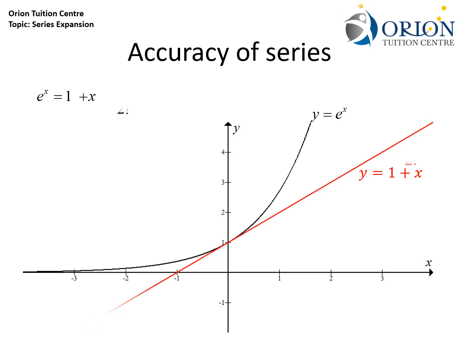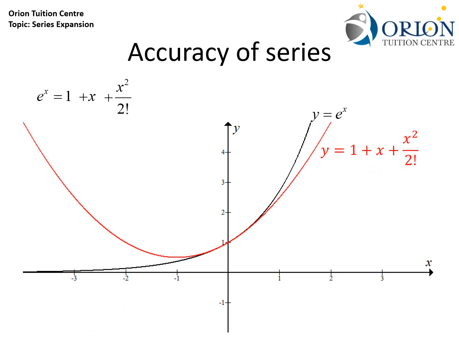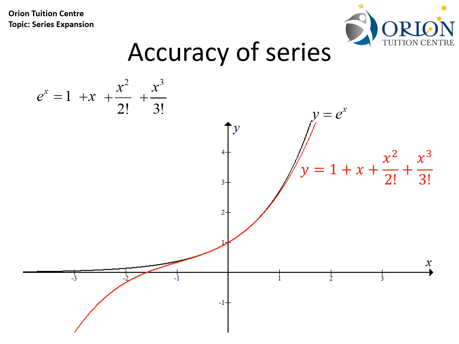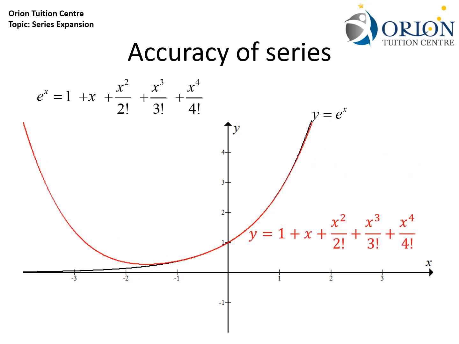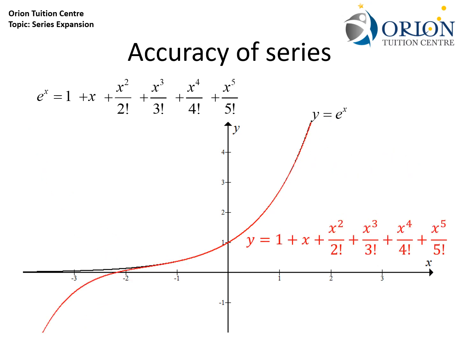Subsequently, the x squared approximation looks like this, the x cubed approximation looks like this, the x to the power of 4 looks like this, and finally the x to the power of 5 approximation looks like this. So we can see that the red curve gradually moves closer and closer to the black curve, and this means that the approximation becomes more accurate as we include more terms.